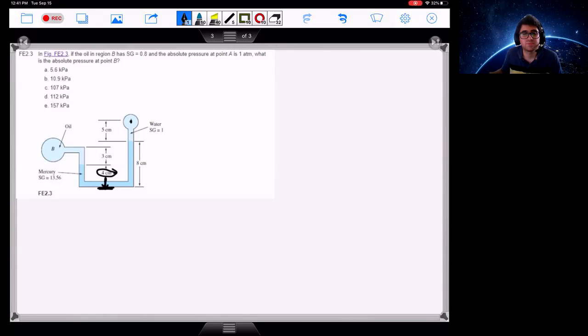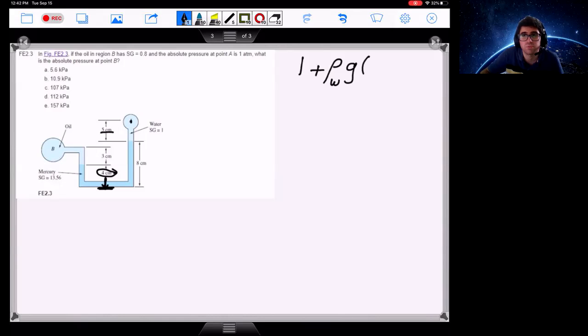Would it be 1 plus the rho of water times g times h? And the h would be 5 centimeters or 0.05 meters. So you're saying 1 plus rho of water, g, times 0.05 meters, times the height, yes, 5 centimeters.